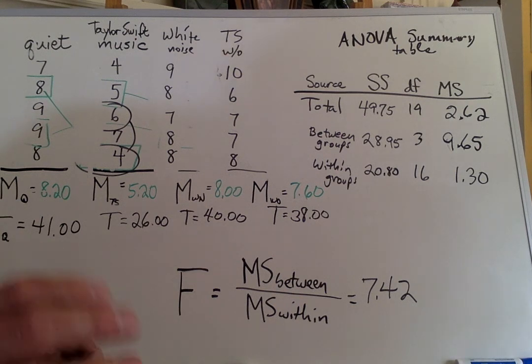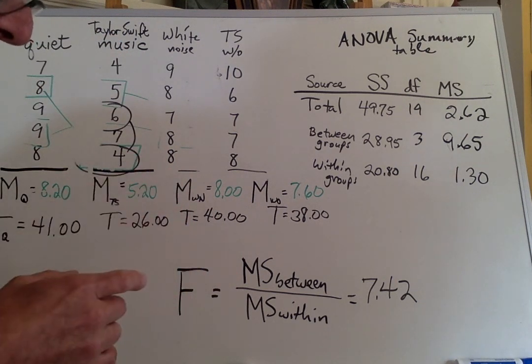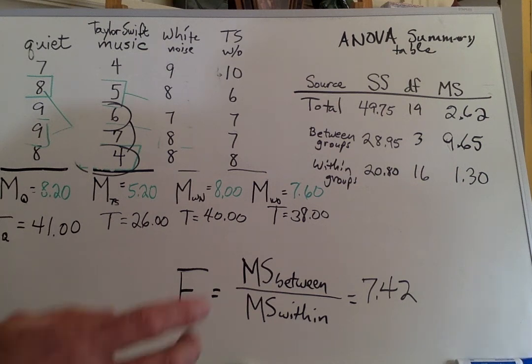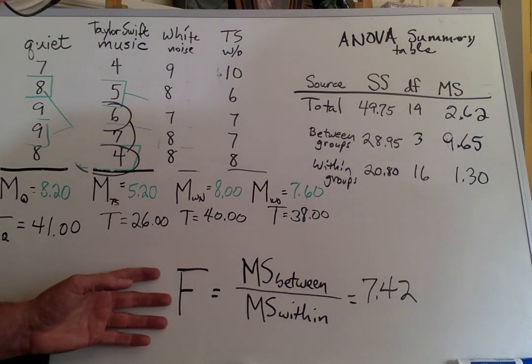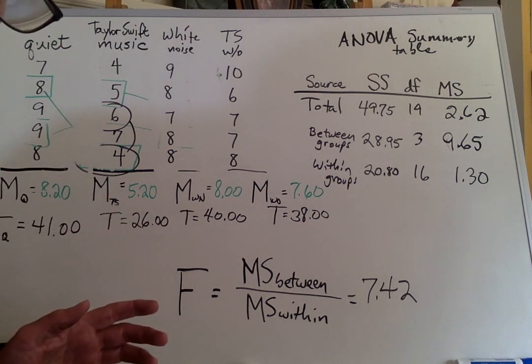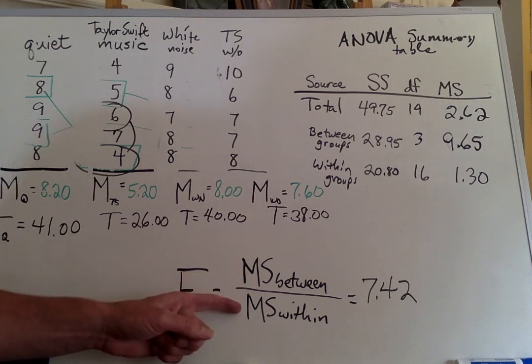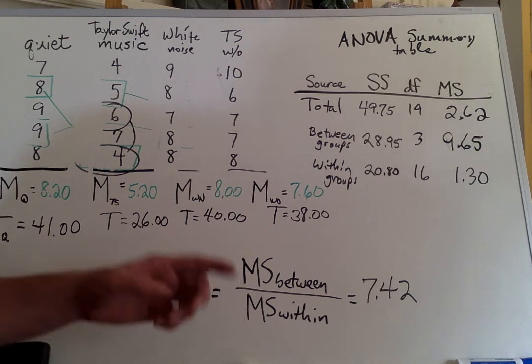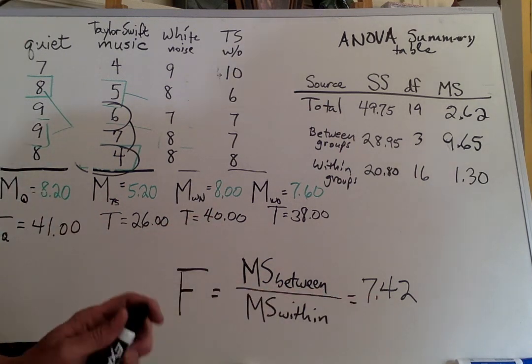Now, do you remember the logic, the conceptual basis of the F ratio? We said, well, if there was no treatment, we expect this value to be about 1. Because individual differences plus measurement error, right? Look back at your notes. We have a value that's greater than 1.